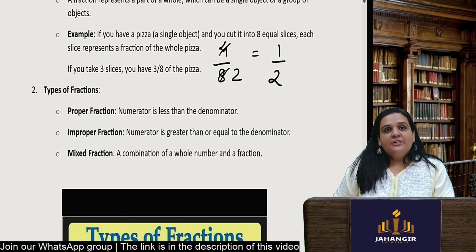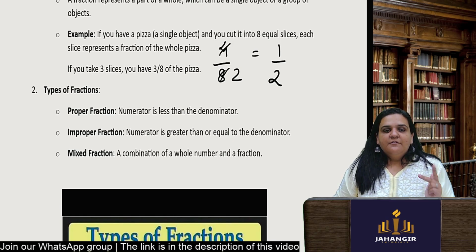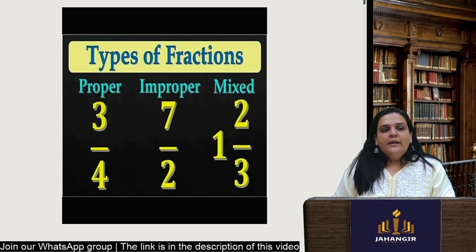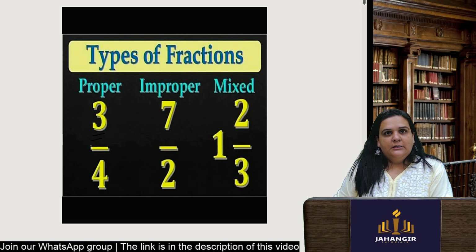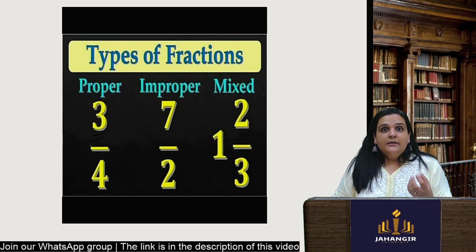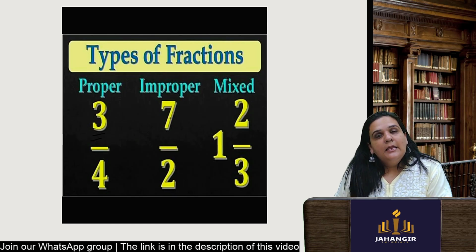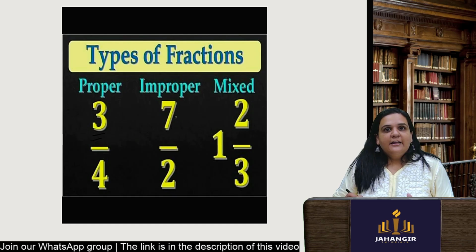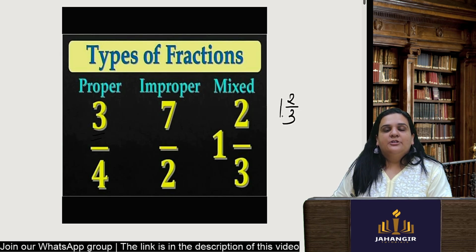Fractions are of 3 types: a proper fraction, an improper fraction, and a mixed fraction. When I say proper, the numerator is always lesser than the denominator. If the denominator is smaller and the numerator is of a higher value, it is known as an improper fraction. And a mixed fraction consists of one whole number and one proper fraction. These are the types of fractions.